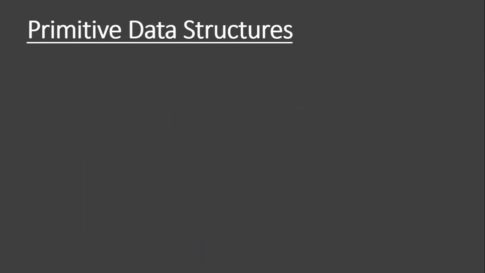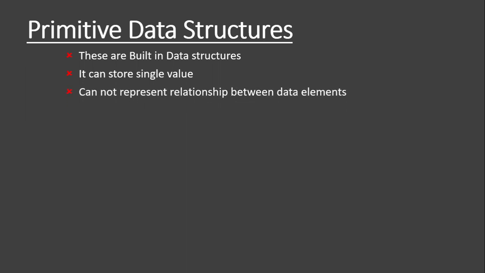Now we will discuss primitive data structures a little briefly. Primitive data structures are the built-in data structures, which I already said can also be called built-in data types and primitive data types. It can store only a single value, and we cannot store more than one value in a primitive data structure. Because of this reason, we cannot represent a relationship between the data elements, and that is why we shift to non-primitive data structures.